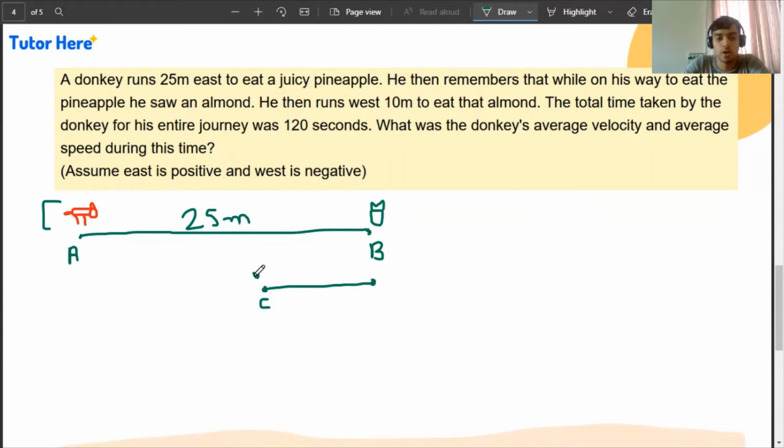Let me just draw an almond. So this thing right here is an almond. Let me just put an arrow so that's clear. That's an almond. And how much did he travel? He traveled 10 meters west.